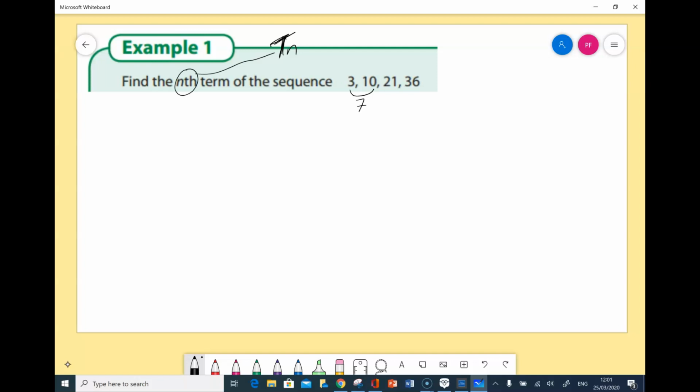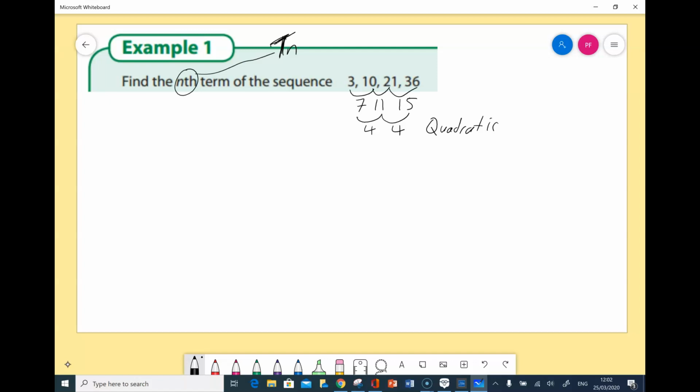3 to 10 goes up by 7. 10 to 21 goes up by 11. 21 to 36 goes up by 15. So the first differences are not the same, so it's not arithmetic. 7 to 11 goes up by 4. 11 to 15 goes up by 4. So the second difference is the same, so it is quadratic.